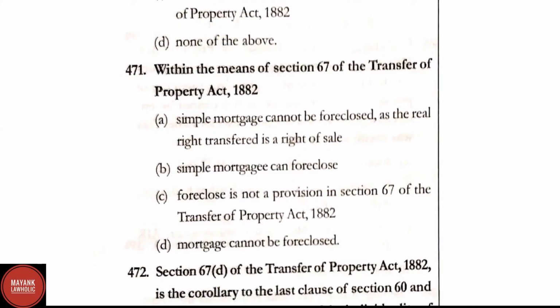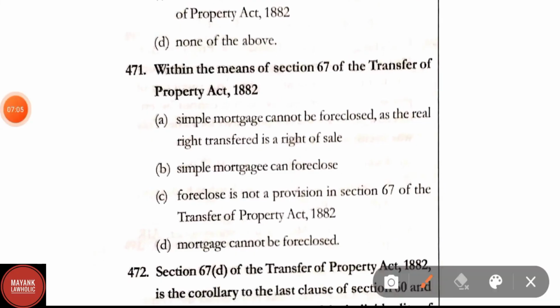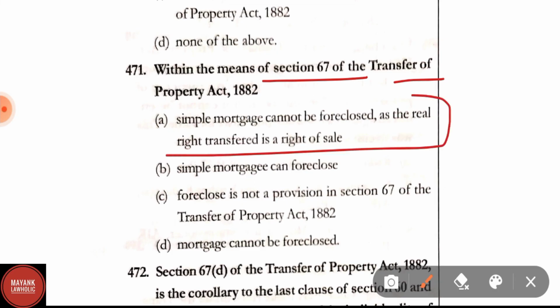Question number 471. Within the meaning of Section 67 of the Transfer of Property Act, option A, a simple mortgage cannot be foreclosed as the real right transferred is a right of sale. This is the correct answer.